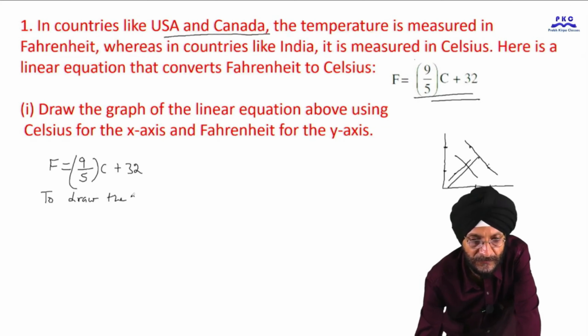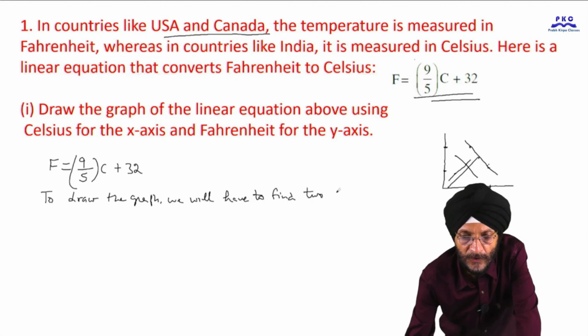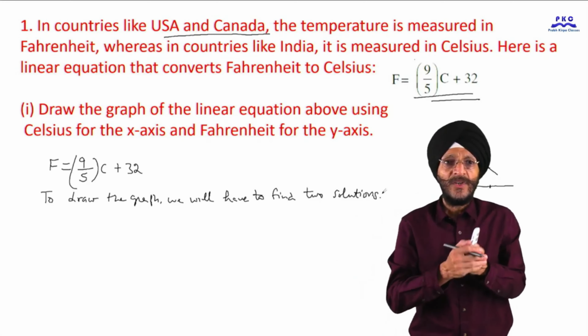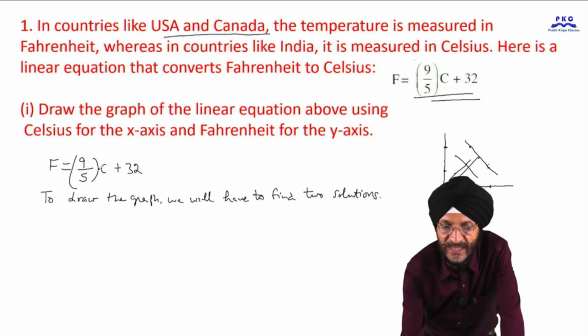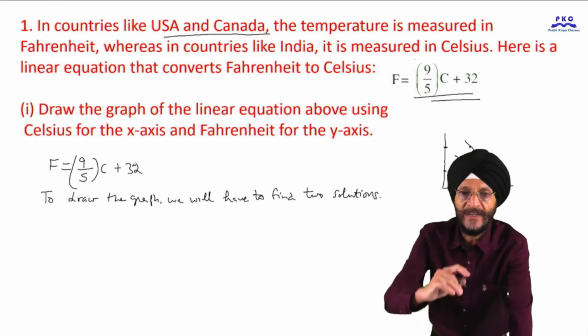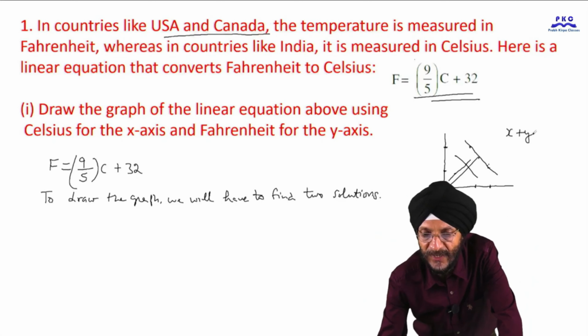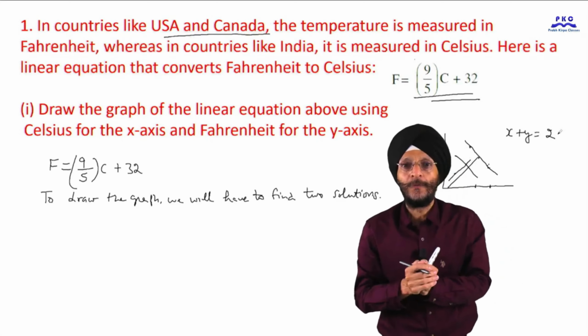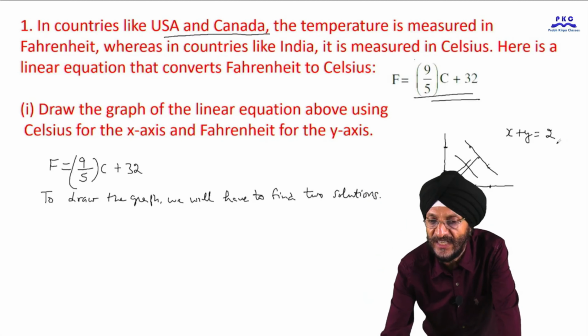To draw the graph, we will have to find 2 solutions. What is the meaning of 2 solutions? 2 solutions means 2 values of f and c which satisfy the equation. I can explain this concept with the help of an example. Suppose this is x plus y is equal to 2. Now, what will be the likely values of x and y which can satisfy the equation?